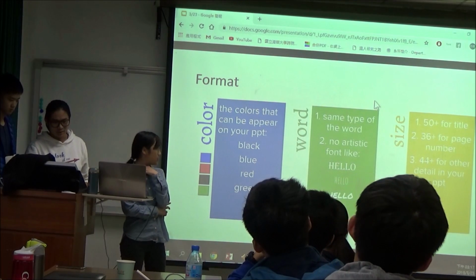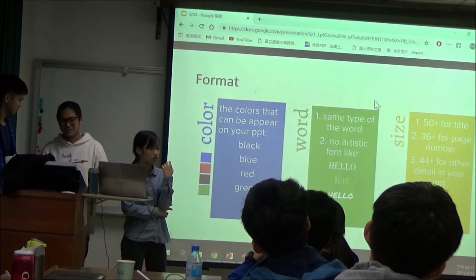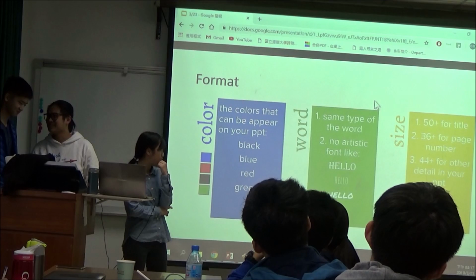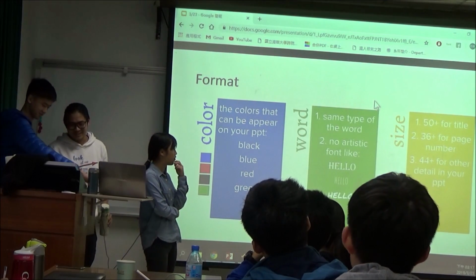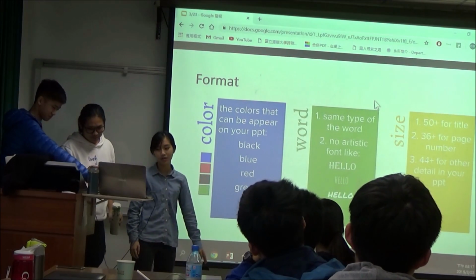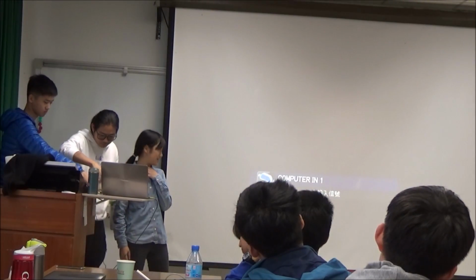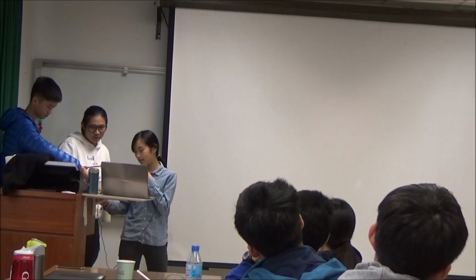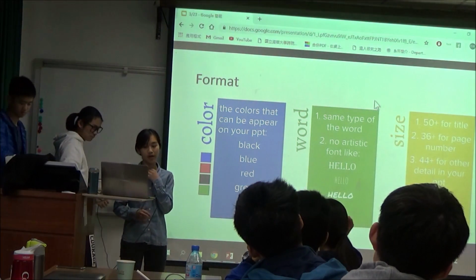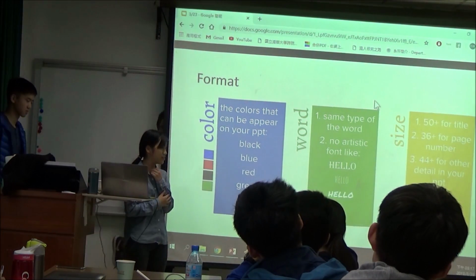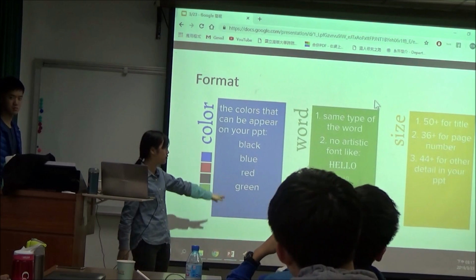In PPT, please only use one type of word. Do not change your words all the time. And no artistic font like these three. I know that these three are really beautiful, but it's useless in your PowerPoint. It will not help your physics be better. So do not use these beautiful words.